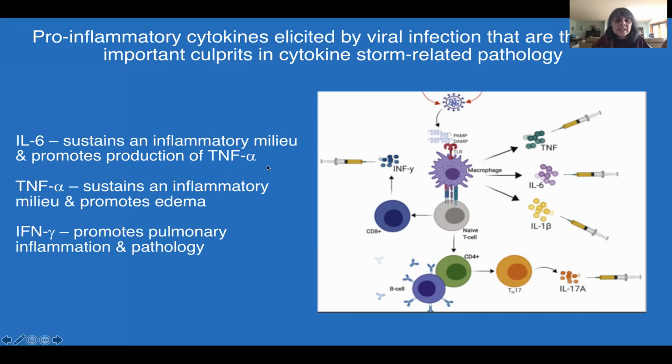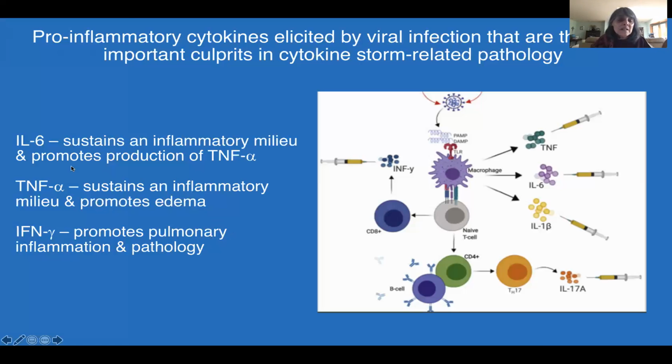But unfortunately, if they're produced in an exuberant manner, this sustains an inflammatory milieu. IL-6 in particular stimulates the production of more TNF alpha, which affects blood coagulation and all manner of other physiological effects. If it's present at too high levels, it promotes edema. It's just a bad boy if it's produced in too high an amount. And interferon gamma can produce pulmonary inflammation and pathology if produced in the lungs at too high an amount.